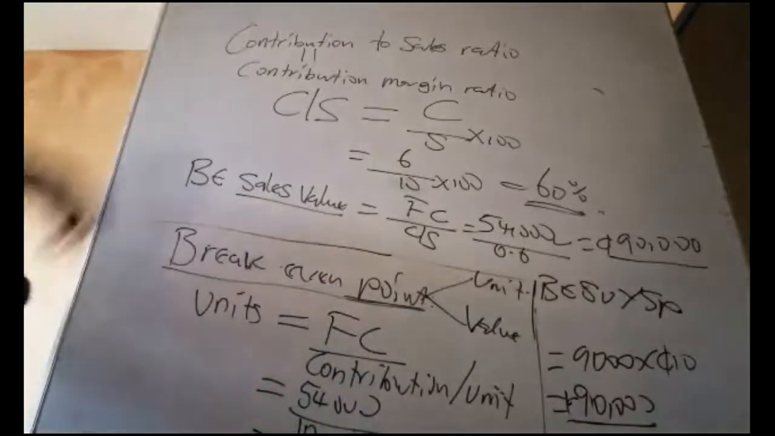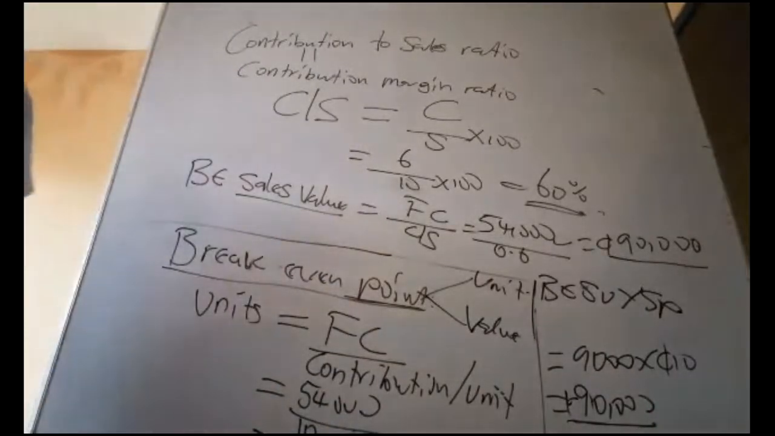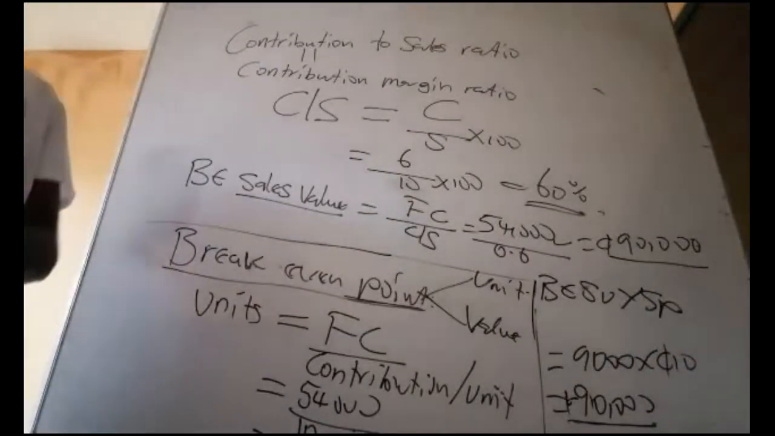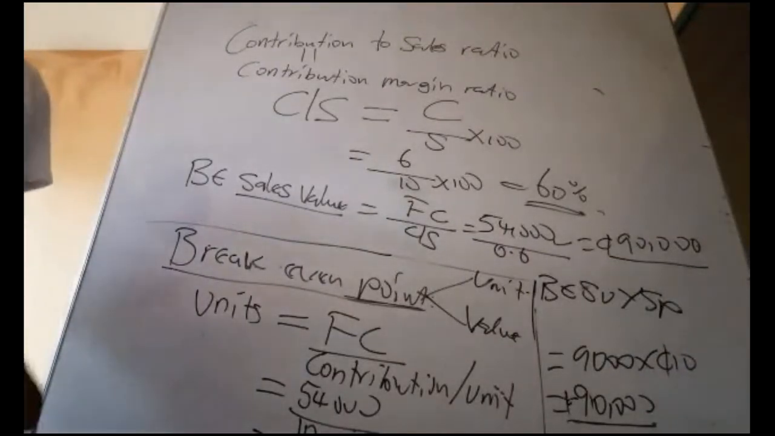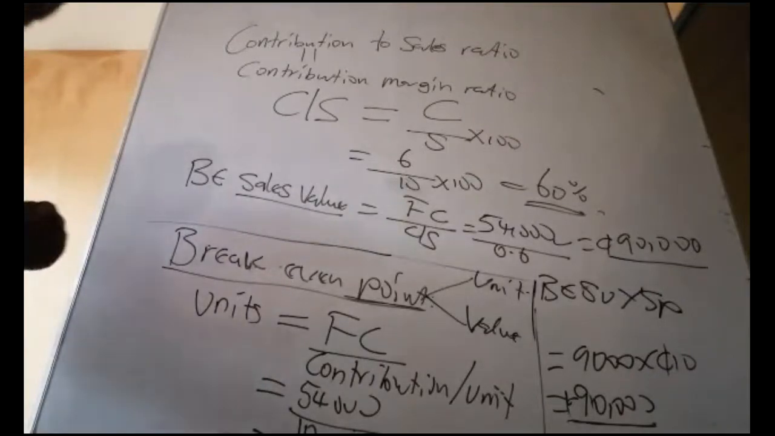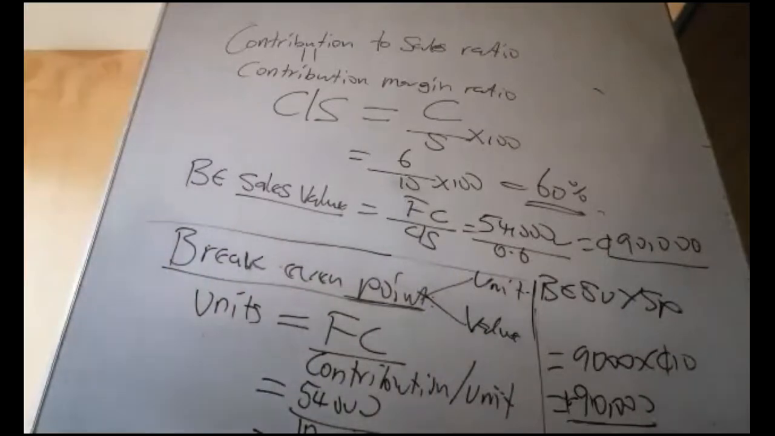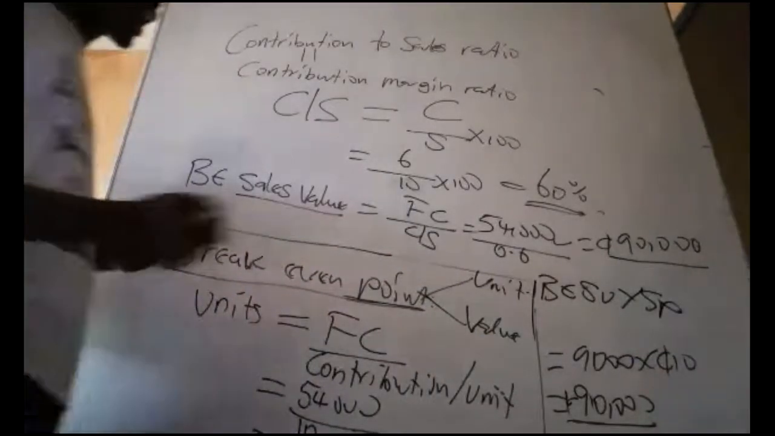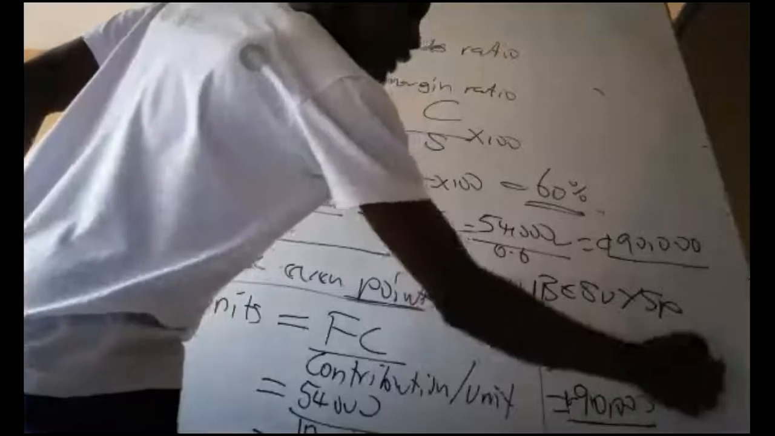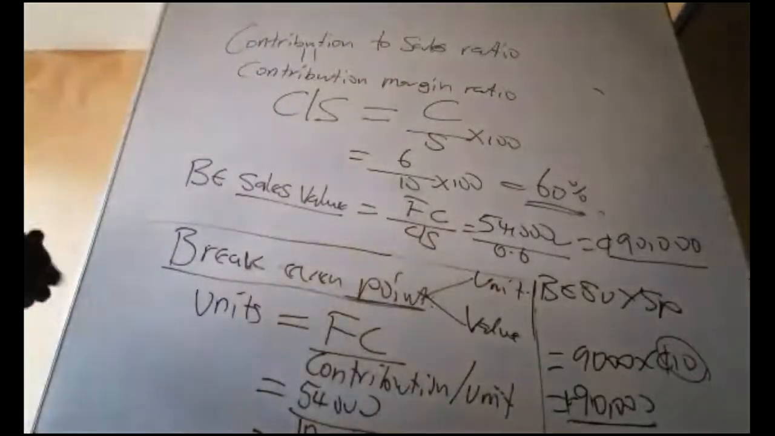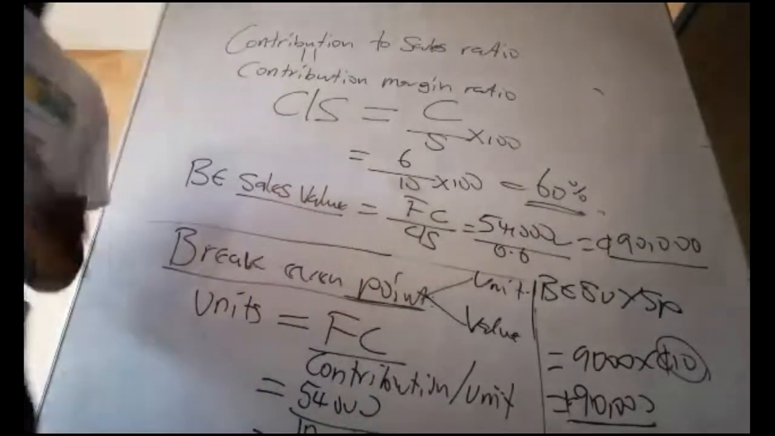Why am I giving you these two items at the same time? I know that these two will get the same results. It's because sometimes the selling price might not be given to you. If you don't have the selling price, you cannot use this approach. Then you'll be forced to use this. So that's why I'm giving the two to you.